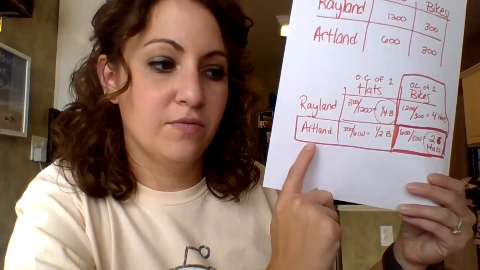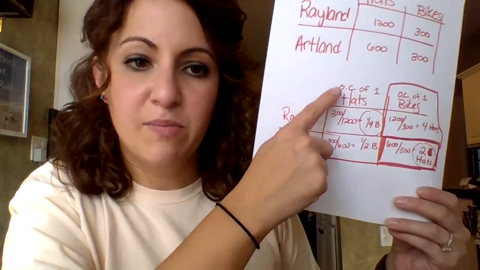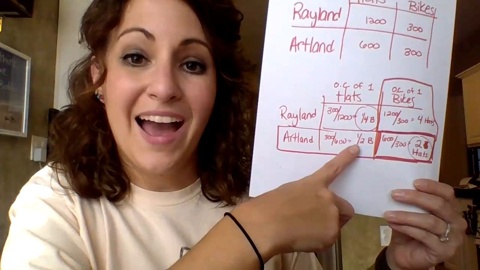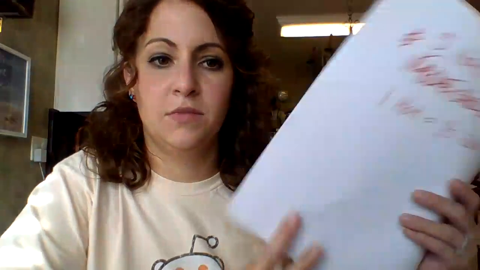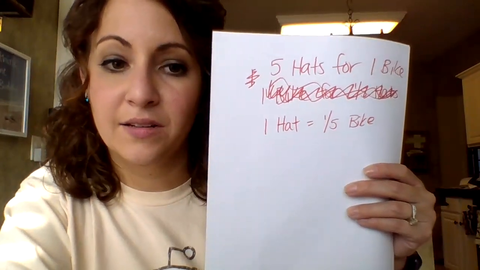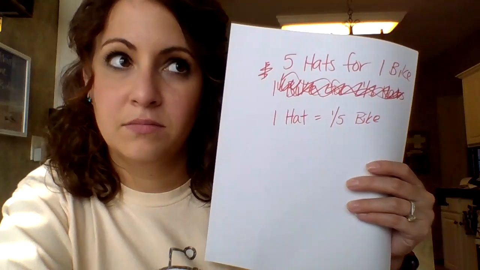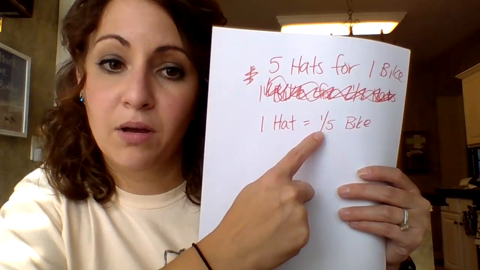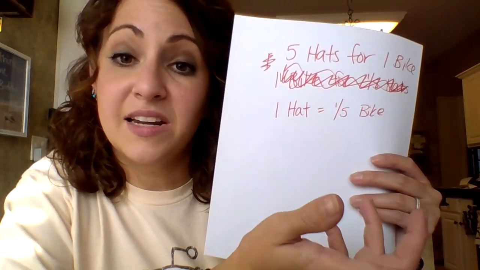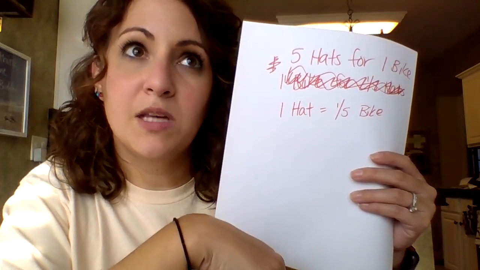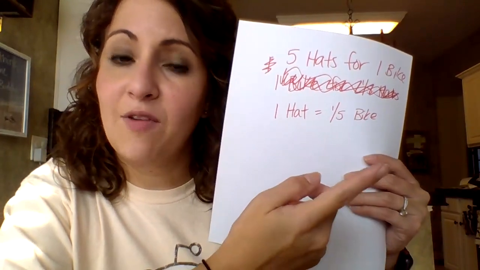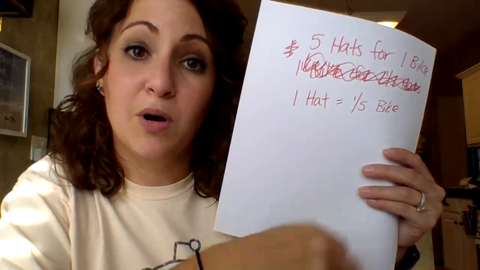Let's look at Artland, though. If they had to make hats on their own, for every hat that they're making, they're giving up a half of a bike. With this trade agreement, 1 hat, they'd be giving up a fifth of a bike. They were giving up a half on their own. Now they're only having to give up a fifth. Well, a fifth is less than half. So they could do it by themselves for half of a bike. But now with this trade agreement, they're only having to give up a fifth of a bike. That's less bikes per hat. So they're going to be happy with this trade agreement.